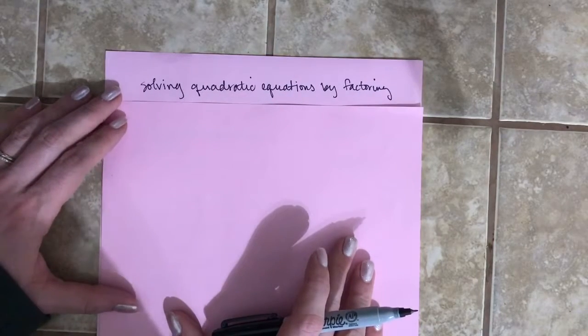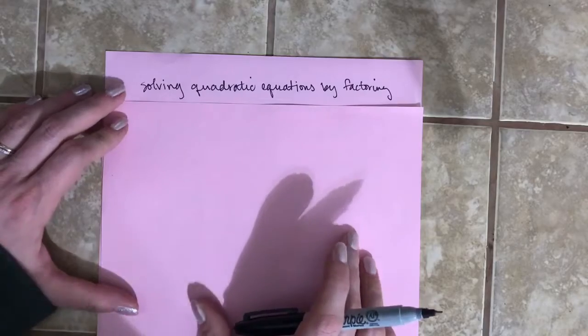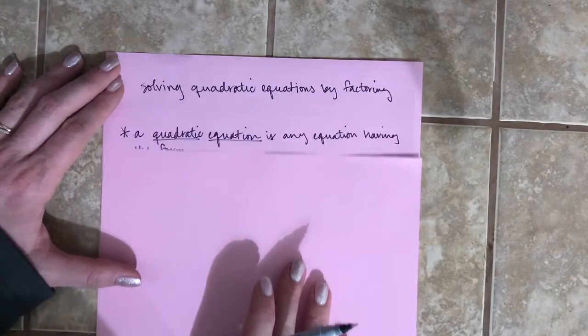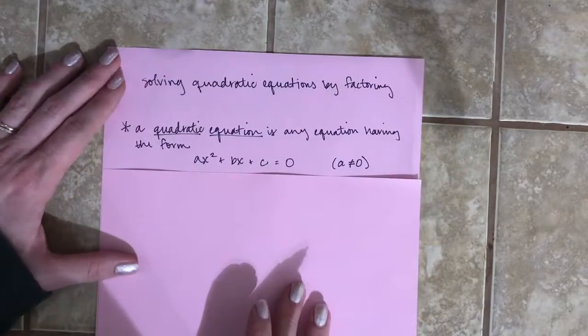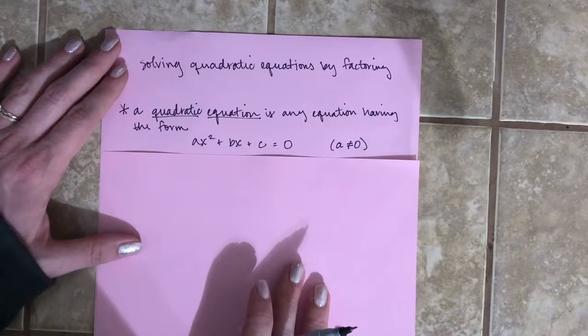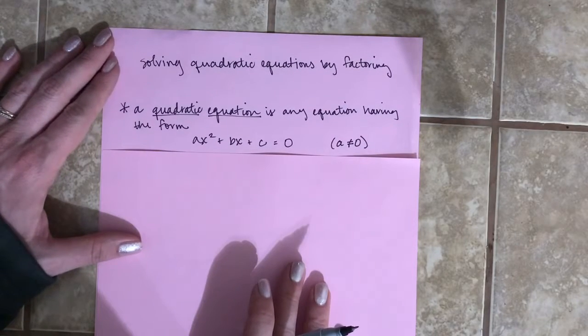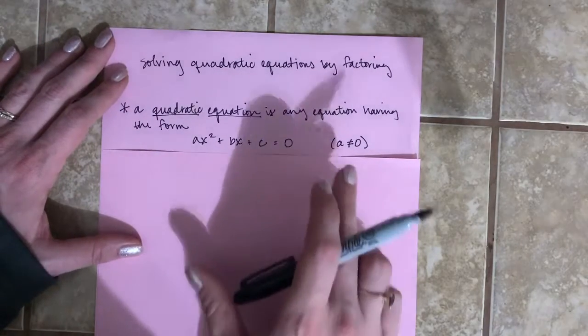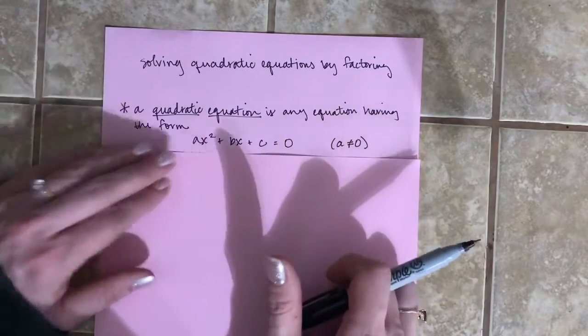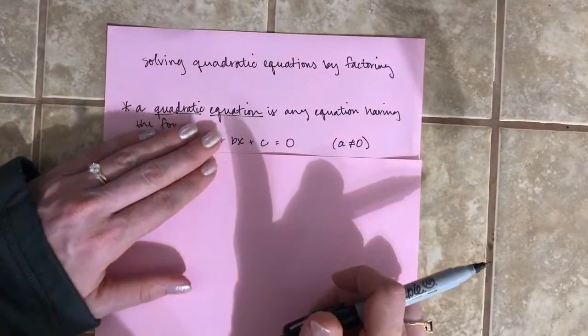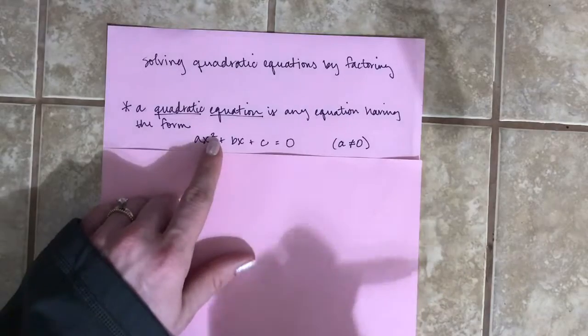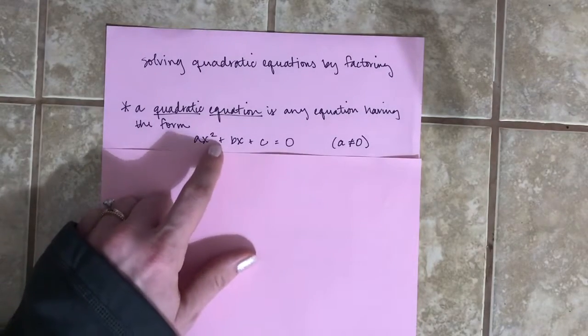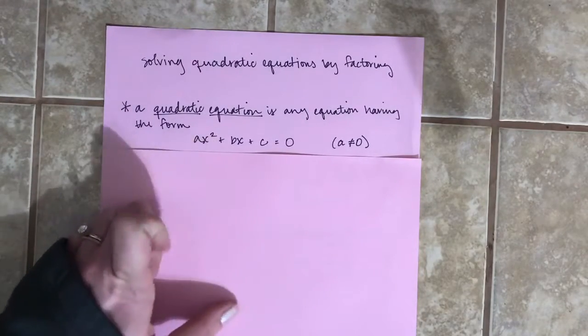Solving quadratic equations by factoring. A quadratic equation is any equation having this form: ax squared plus bx plus c equals 0, where a is not equal to 0. If it were, this would be linear. The highest power of a quadratic equation is going to be degree 2.